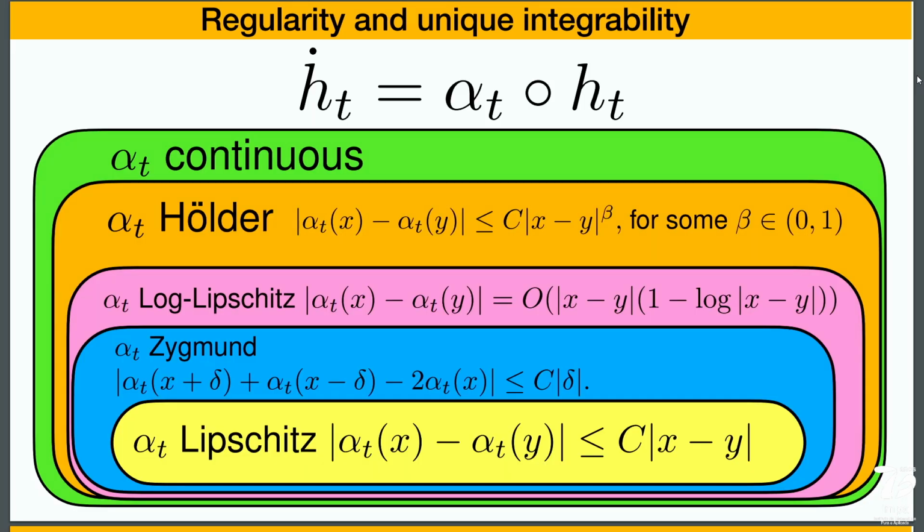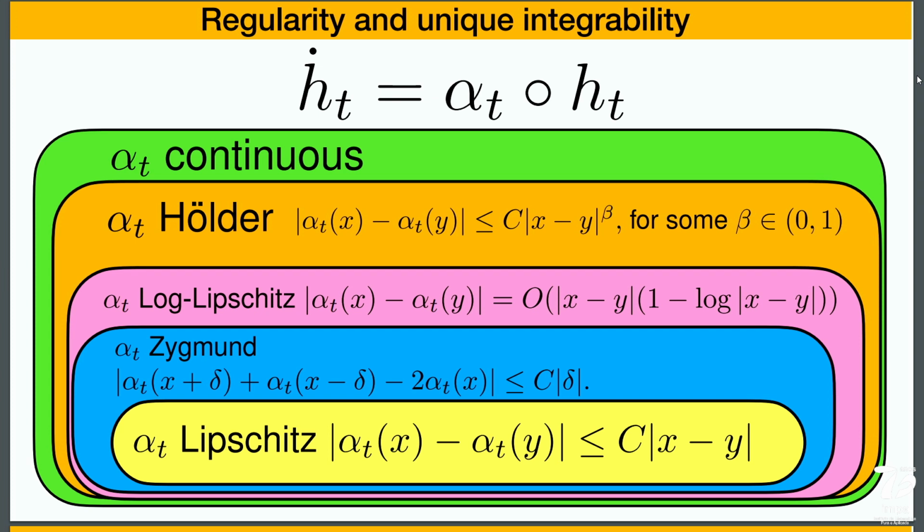Okay, so let me say something about ODEs that you probably learned in your first course on ordinary differential equations. If you have an equation like this, and alpha t is Lipschitz, you can easily prove that this has a unique solution, okay? Everybody sees this in the first course on ordinary differential equations. But it turns out that you can weaken this assumption. For instance, if you weaken it too much, like continuous or Hölder, you don't have uniqueness. But if alpha t is like Zygmund or log-Lipschitz, then you have unique integrability of this ordinary differential equation.